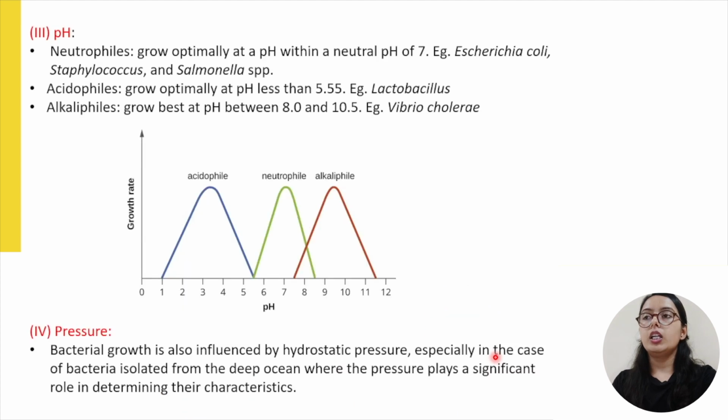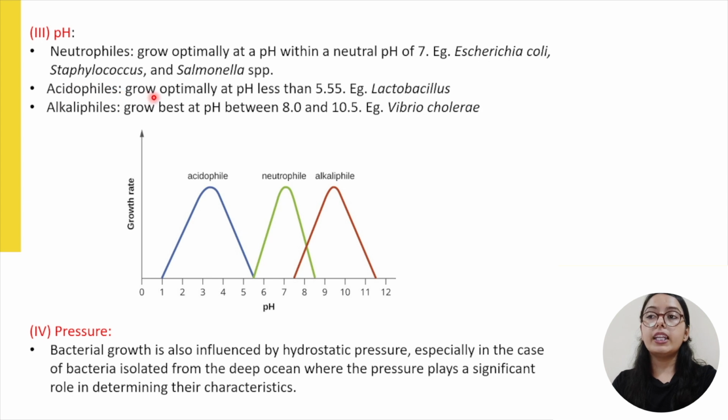Now coming to the next physical requirement factor, that is pH. Based on pH also there can be three different types of bacteria. The first is neutrophiles. As the name itself suggests, these are neutral bacteria and they grow optimally at a neutral pH. The microorganisms include E. coli, Staphylococcus, Salmonella. So these are those bacteria which grow at the pH of 7. Then there are acidophiles.